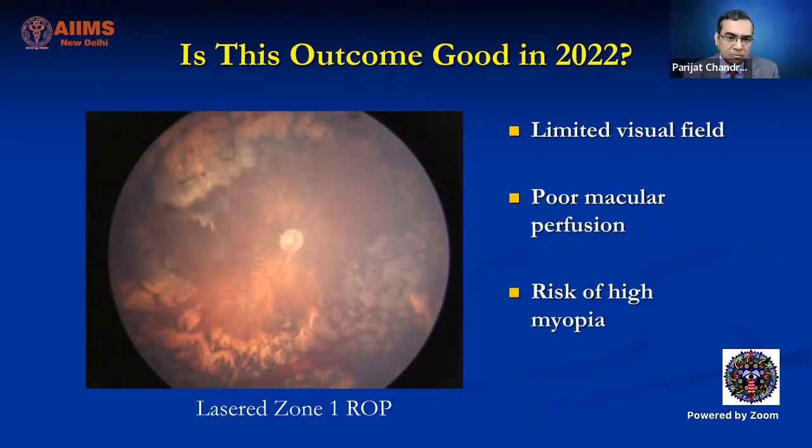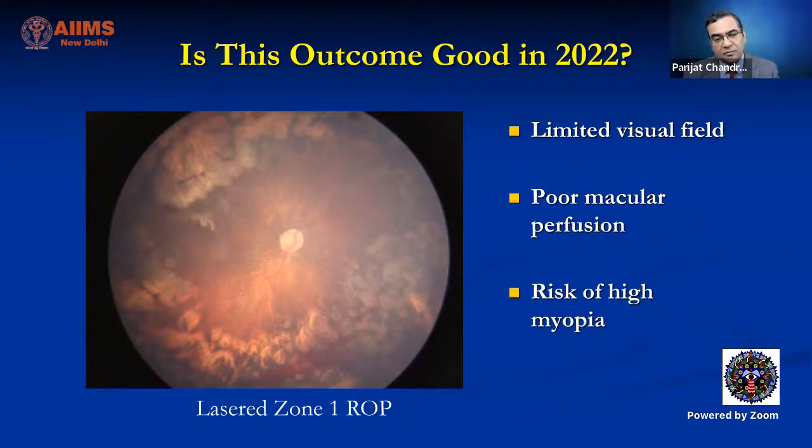But you see, there are a lot of problems in the current scenario in 2022. If you look back at this photograph, there's limited visual field for one, because you've lasered a large part of the retina. There's poor macular perfusion. You really don't know whether the macula is properly vascularized or not, and obviously there's a risk of high myopia if you go on lasering in these eyes. So what is the way out?